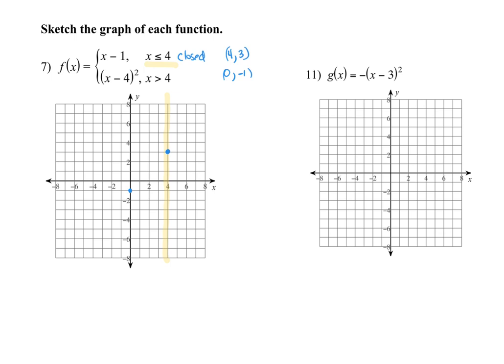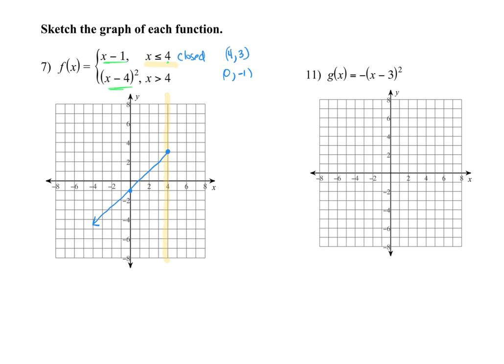And then you can just connect your dots, right? You can just connect those and draw your line, a linear graph there. That's the first piece. Then I'm going to look at the second piece. The second piece, if you look at your parent function, if it's squared, it's a parabola. We know this is going to create a parabola.